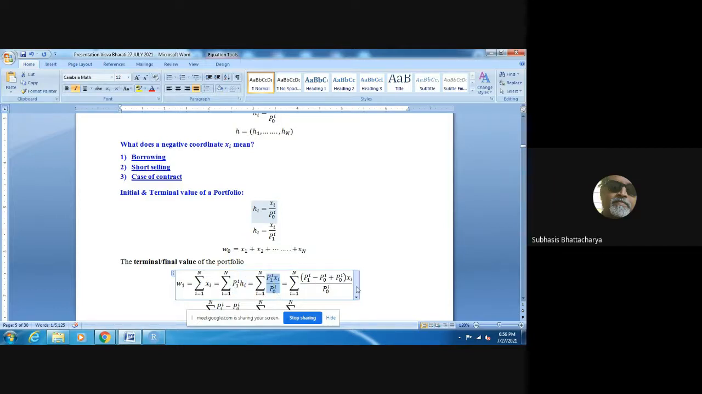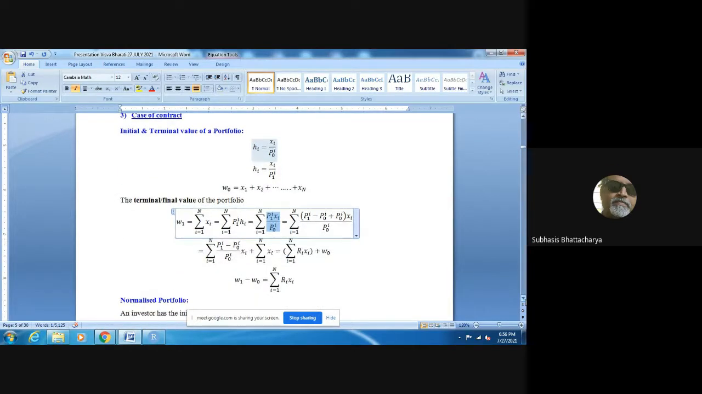If I make some manipulations, that is P1 minus P0 plus P0, adjusting by P0 multiplied by XI divided by P0, I break it into two parts. One part is P1 minus P0 by P0 into XI, and another part is P0 by P0 into XI, that is only the summation of XI. And P1 minus P0 by P0 is nothing but, as we know earlier, the return R. So this is the thing.